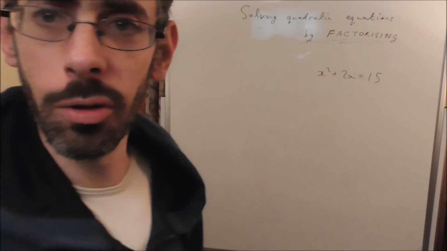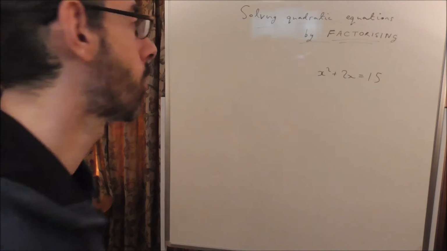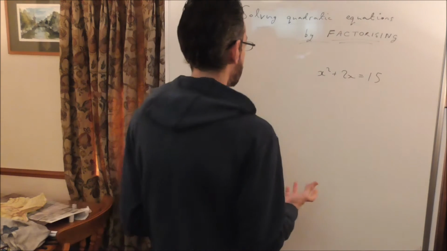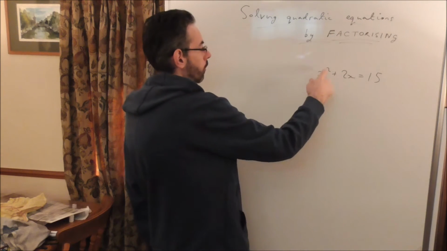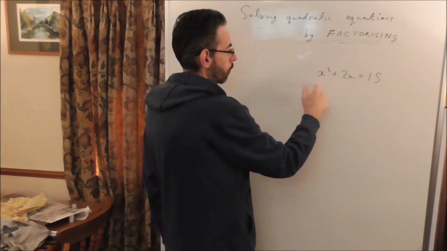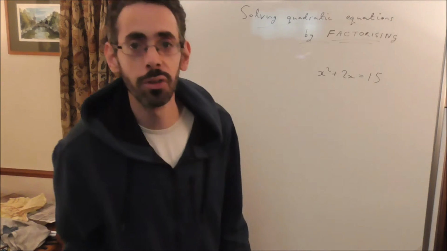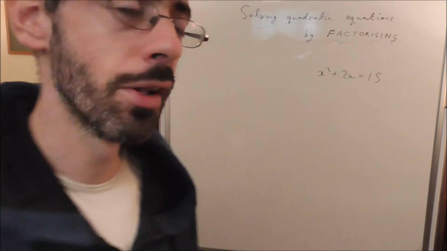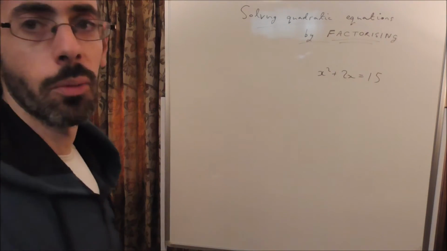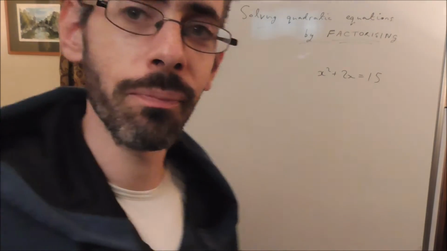Now, one way you could try to do this is just try different numbers. So, for example, we could try the number 2. Let's see if that's a solution. Well, 2 squared is 4. 2 times 2 is 4. 4 plus 4 is 8. So, not 15. So, 2 is not a solution. You don't get 15 when you put 2 into the expression. Now, we could try numbers like this, but it would take a long time. So, you wouldn't want to do that.